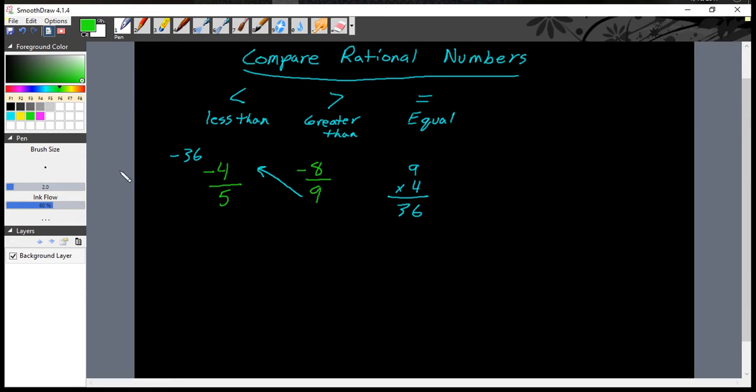And then we're going to do 5 times 8. 5 times 8 is 40. And because one of them is negative, I'm going to write negative 40. Now I'm comparing negative 36 and negative 40. Because these are negative, a smaller negative number is actually more. So in this case, negative 4/5 is greater than negative 8/9. Because negative 36 is further to the right on the number line than negative 40. Right?